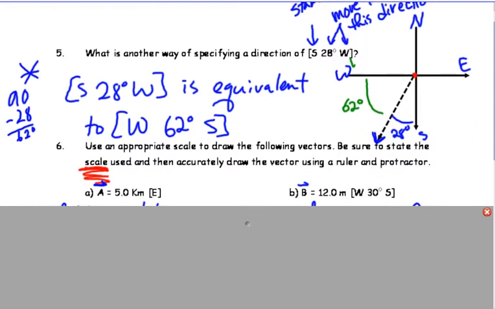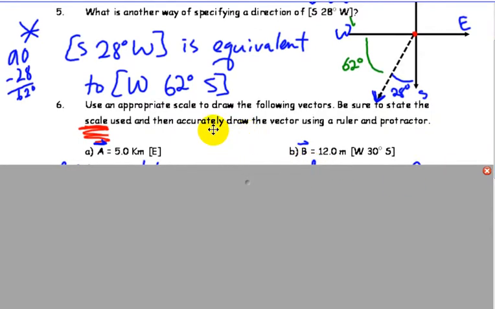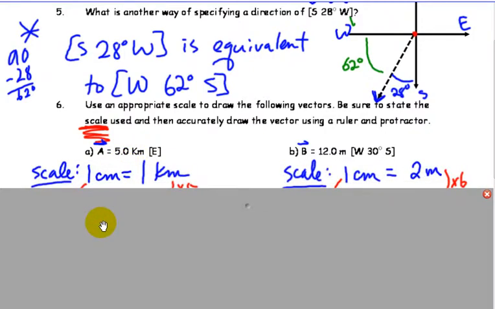If we look at drawing a few vectors here, use appropriate scales to draw the following vectors. Be sure to state the scale used and then accurately draw the vector using a ruler and protractor. Here vector A, I think I forgot to write the little vector half arrows over top, so if you could include that, that'd be great. We're representing something that's 5 kilometers. Now 5 centimeters is big enough on your paper, so you may wish to use a scale. 1 centimeter on your paper is 1 kilometer in the real world.